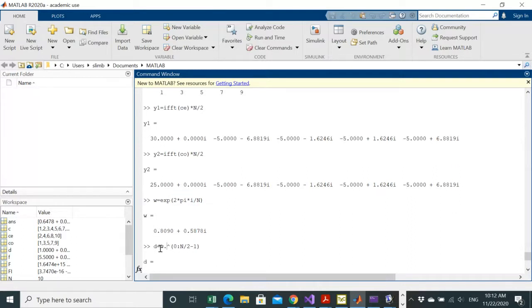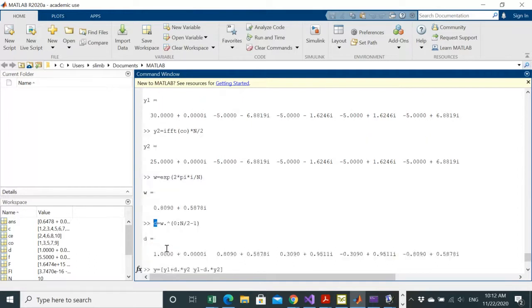And in this step, I'm distributing this W on the entries of D. So I'm saying take from 0 to n over 2 minus 1. And here I can see that T is W to the power 0, which is 1, W to the power 1, you see I get back W, W squared, W to the power 3, and W to the power 4. So this is the D vector I need.